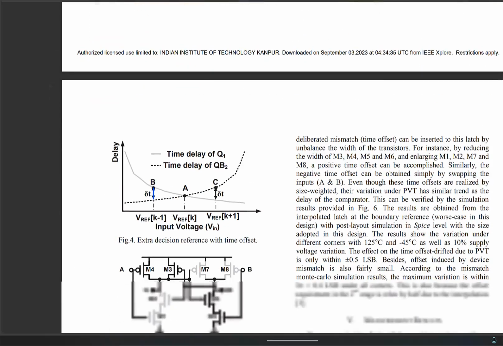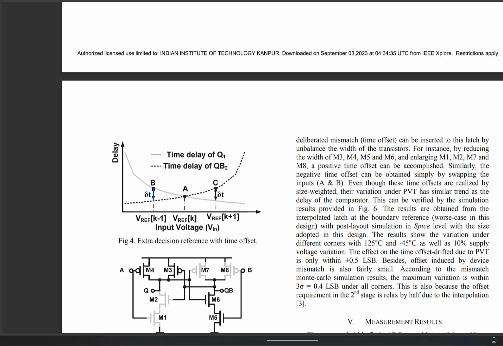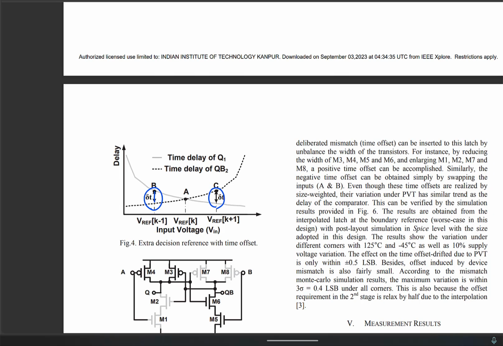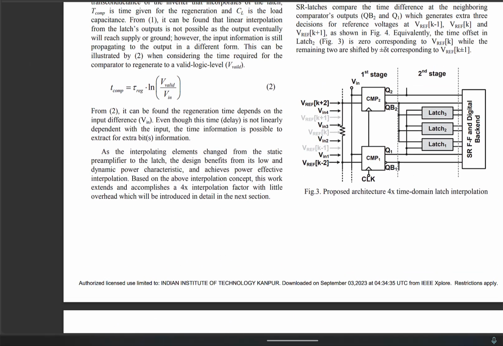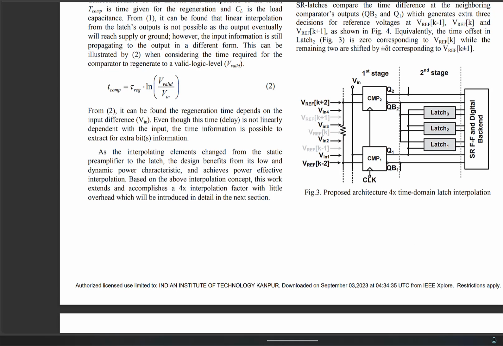Now for 4x, yeah, the same thing we saw. 4x, you have to also do this. So what they do is the following. In between every 2 comparators, now you introduce 3 latches. The first latch is as usual, it checks if the delay is greater than 0 or less than 0. Now the bottom one will check if this is less than minus delta t or greater than minus delta t. The top one will check if it is greater than plus delta t.